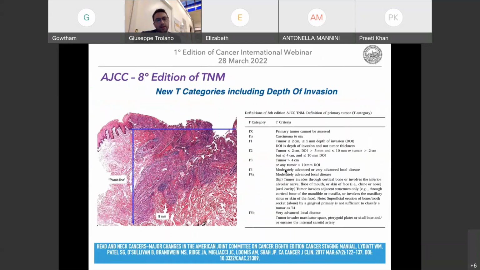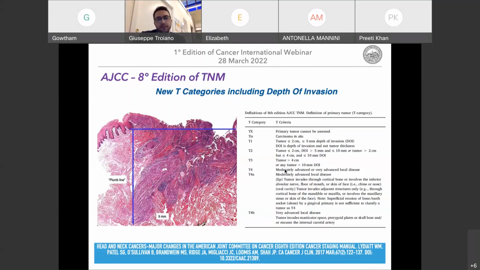And recently it has been updated, and we know that stage 1 and 2 have a much higher probability of survival, and this capability to predict has been improved after the inclusion, in the new edition of the AJCC TNM staging, of the depth of invasion in the framework. We know today that for T1 we consider tumors with a diameter lower than 2 centimeters and a depth of invasion lower than 5 millimeters.